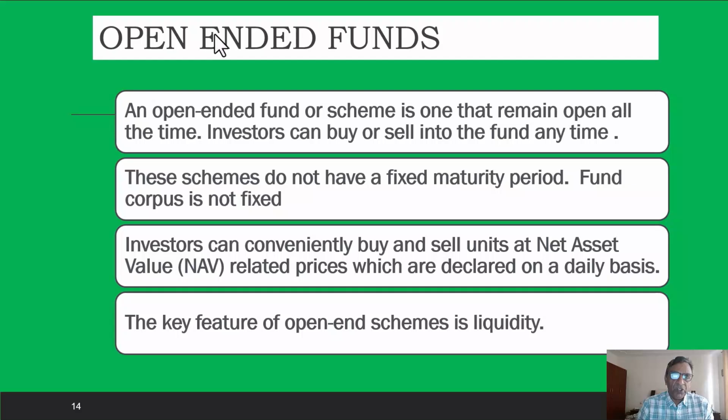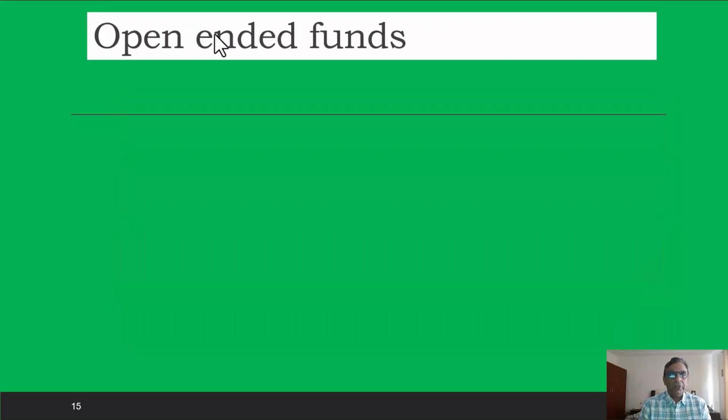The key feature of the open-end scheme is liquidity. They offer great liquidity. Anybody who wants to invest or exit anytime can do so. If an investor needs money, he can just sell or redeem these mutual funds and cash money out of it. So it offers great liquidity to the investors.